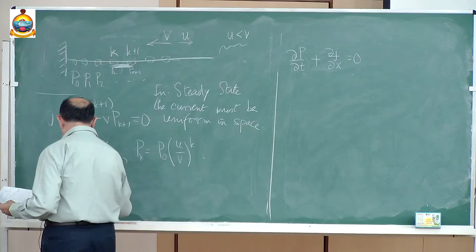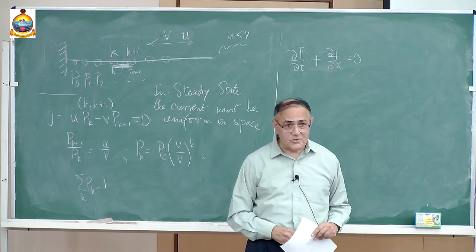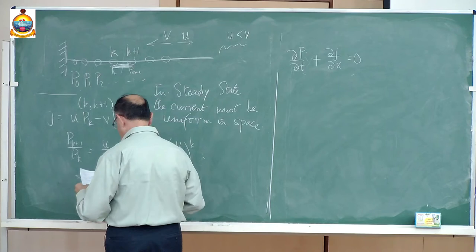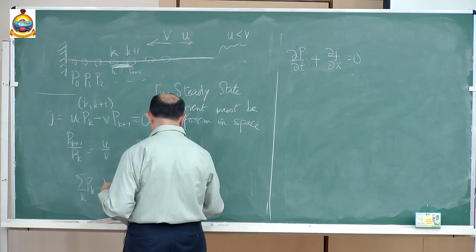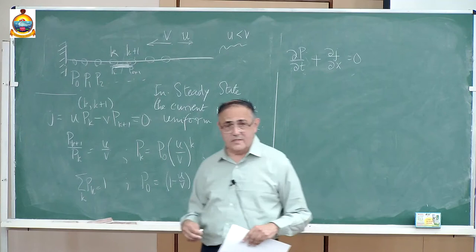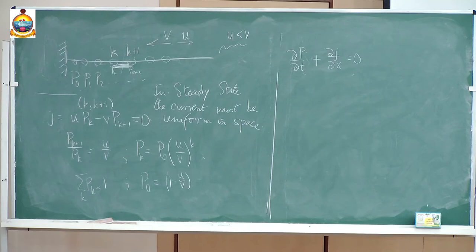There is a nice geometric series waiting for you. You can sum it in your head and find that p0 is 1 minus u by v. Okay, so this solves the problem we had posed in the beginning, namely, what is the value of p0, and therefore now we have actually found pk everywhere.